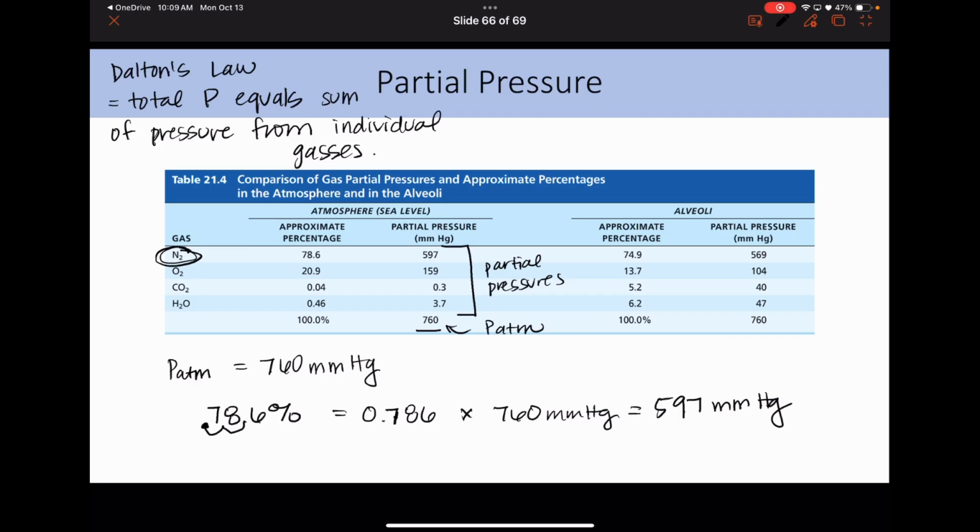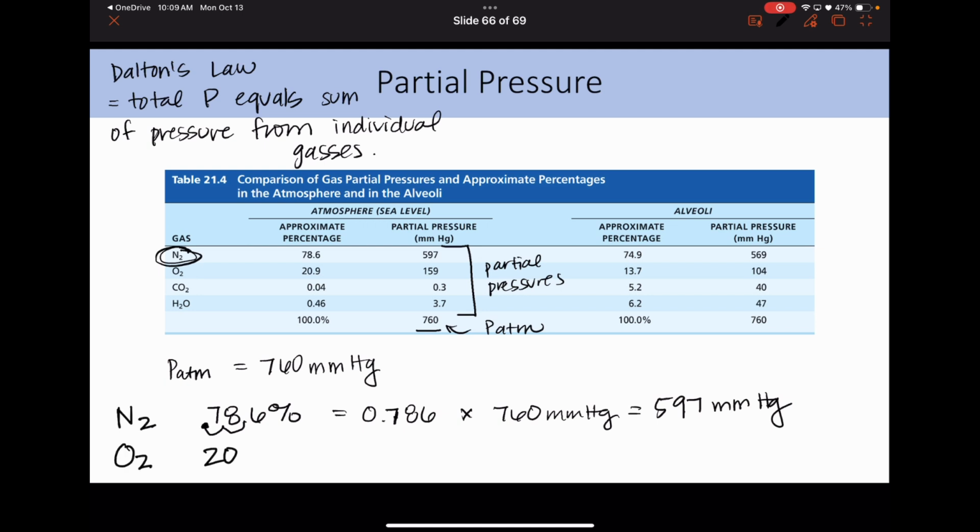But for the purposes of this class and for the respiratory system, we're only going to be really focusing on O2 and CO2. But you should be able to know how to calculate a partial pressure. So this is for nitrogen. We'll try oxygen as well.